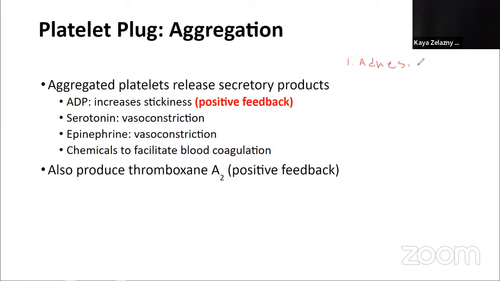Pay attention here because we have another A word. So the adhesion was the sticking to the walls of the blood vessels. Now aggregation is going to be the platelets sticking to other platelets. And this is basically what creates the platelet plug. The plug is a bunch of aggregated platelets.